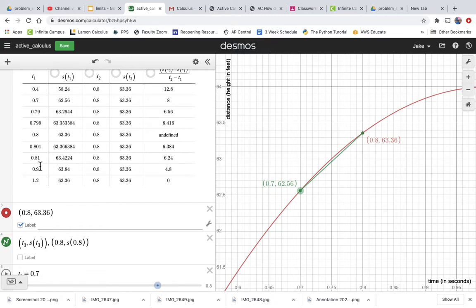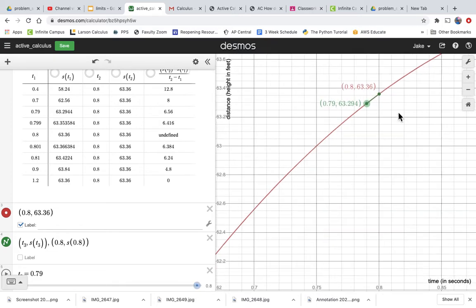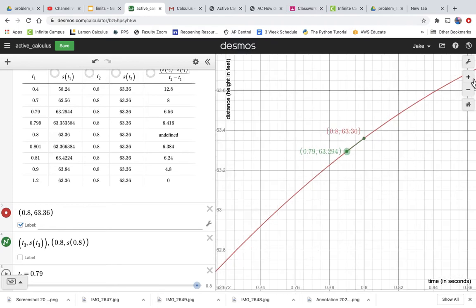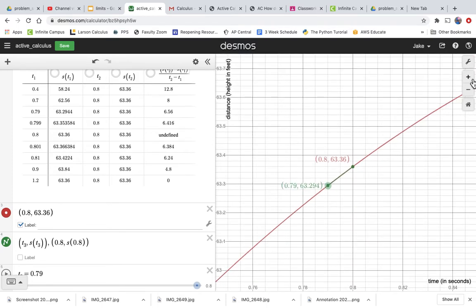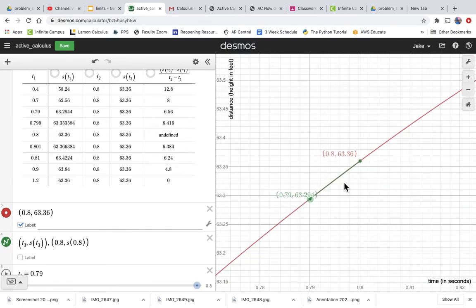We can get closer yet. We can get to 0.79 seconds. We can get to 0.799. So let's just dial this up. Let's get to 0.79 seconds and zoom in a little bit more. This is certainly a better approximation of the instantaneous velocity at 0.8 seconds, and it turns out that's 6.56. And if we zoomed in closer to 0.799, we get an even closer approximation.